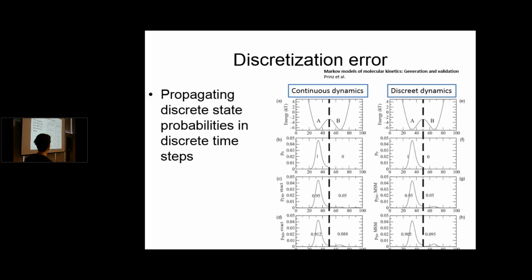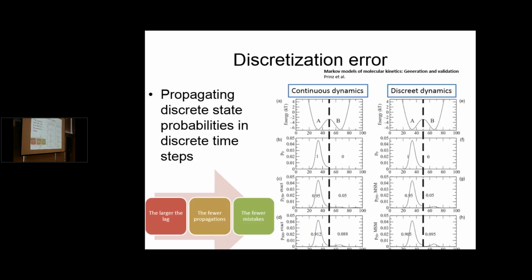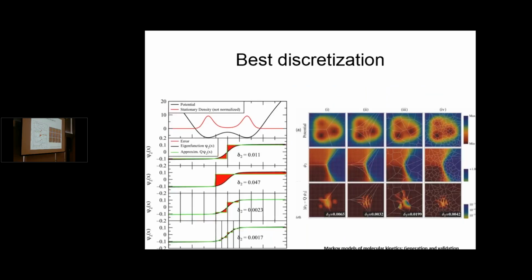So populations that would be somewhere here between those states in the continuous dynamics, they're either thrown into the A basin or into the B state. So every time that we do a step in the future with our Markov model, we're making an approximation error. So the larger the lag time is, the fewer times we're going to make that approximation error. So the more similar it's going to look to the continuous dynamics in that case.